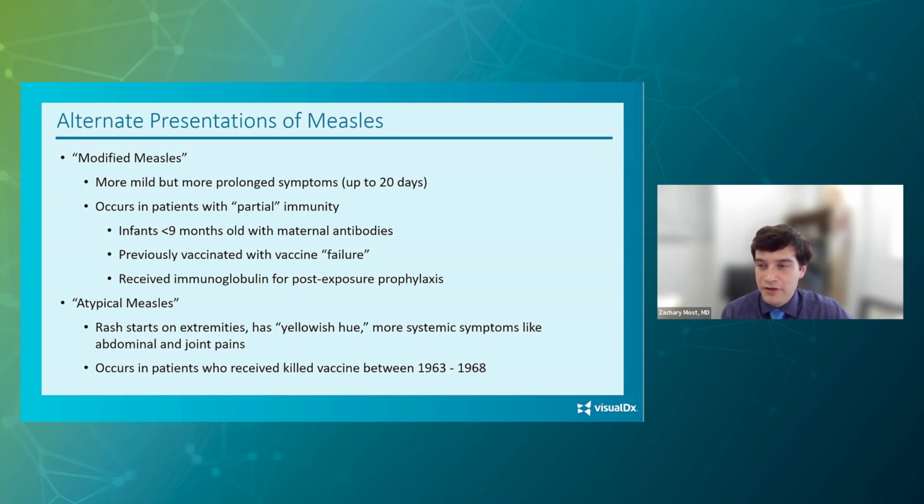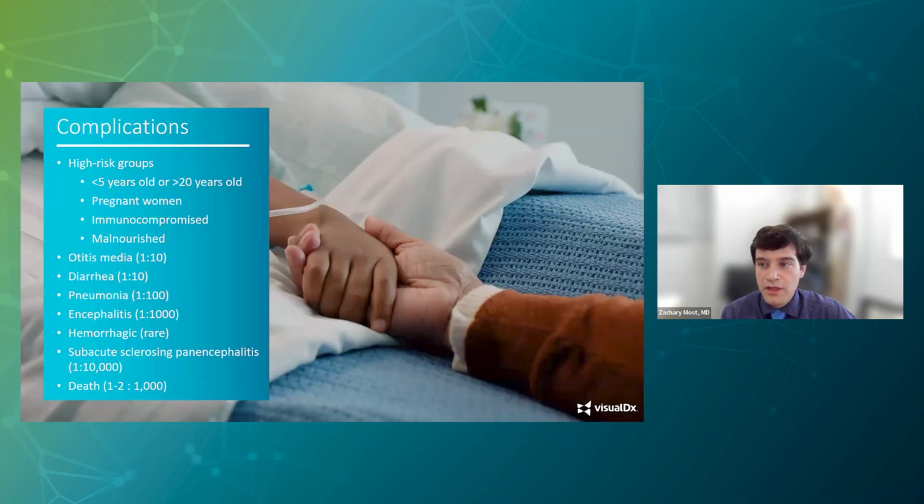This was, again, a pattern of symptoms that was seen in the 70s and the 80s. It should be an extremely rare presentation of measles today, as no one's received this vaccine in nearly 60 years now. There can be complications to measles infection.